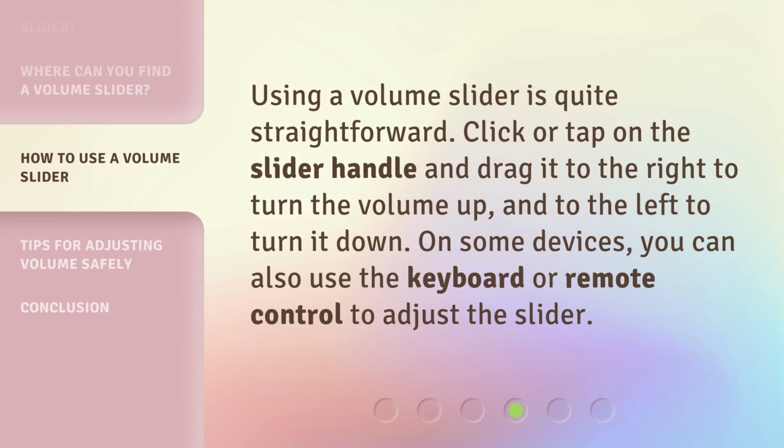Using a volume slider is quite straightforward. Click or tap on the slider handle and drag it to the right to turn the volume up, and to the left to turn it down. On some devices, you can also use the keyboard or remote control to adjust the slider.